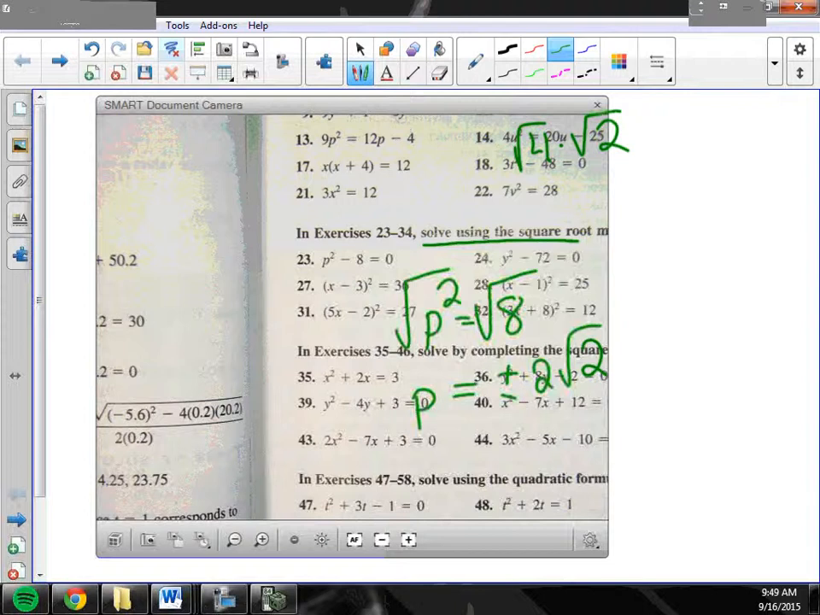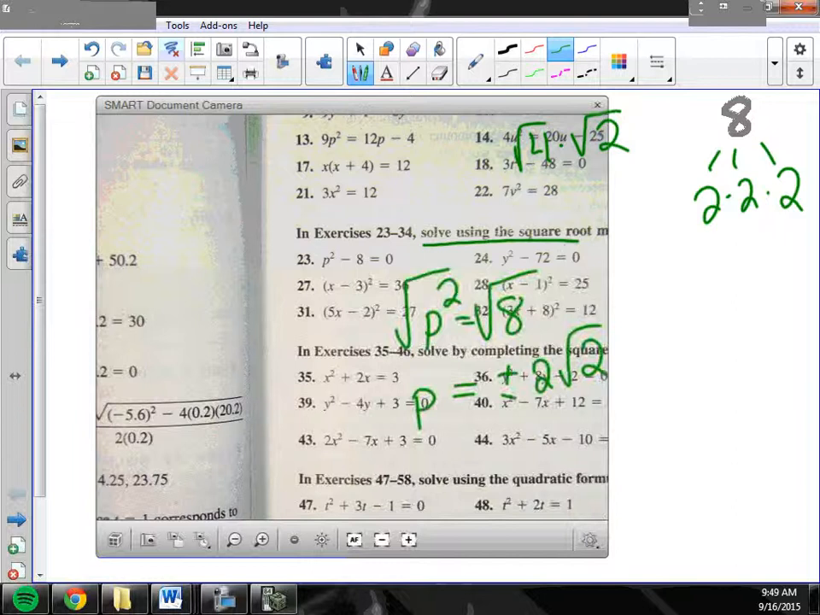The other way to look at it is to take 8 and factor it. 2 times 2 times 2. And what do we need to pull something out? I need a pair. So I circle a pair. And for every pair, I bring one outside. And the remainder stays on the inside.